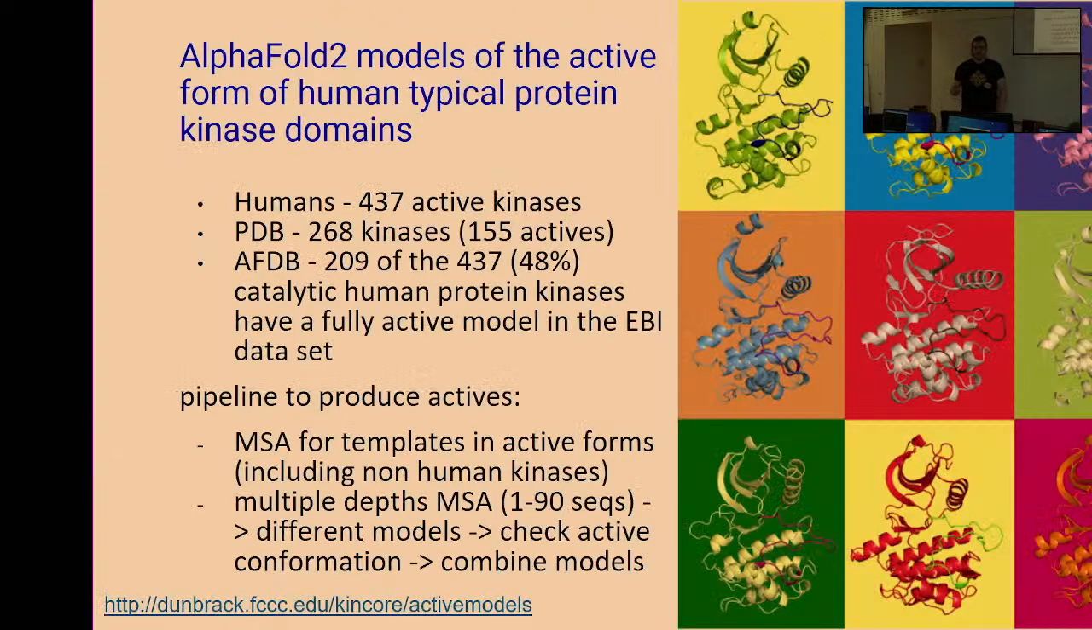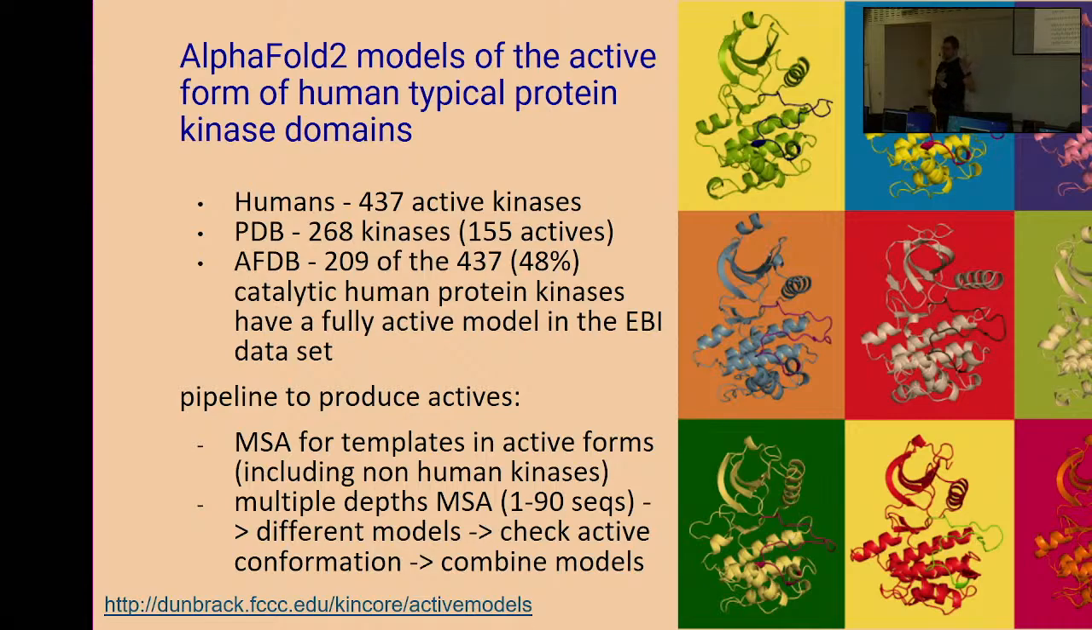But this is a really nice database of all human kinases. We have something like 437 of the active ones. We have multiple pseudokinases, but let's see. Out of that, we have 268 kinases in the PDB, but only 155 are in active conformation. When we look into the AlphaFold database, there are 209 in active form, so it's already an improvement, but not that much.